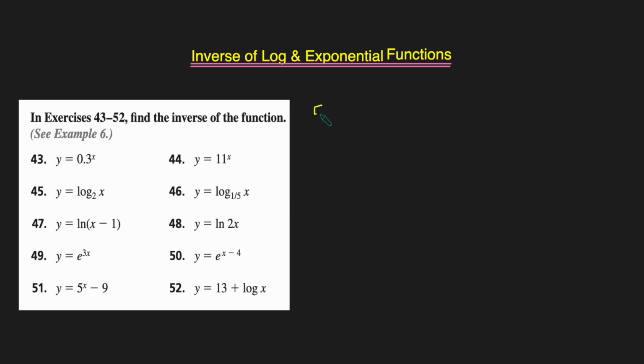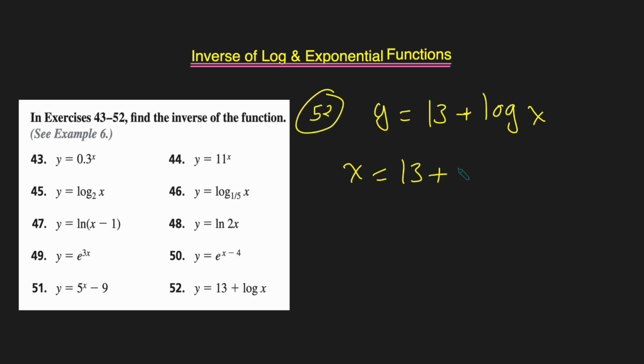Problem number 52. I have y equals 13 plus log x. This is a common log, so the base is 10. Whenever I have a log or an exponent and I have a number next to it, I need to isolate it so I can take the inverse. So the first thing I need to do is to switch the x and the y. So now I have x equals 13 plus log base 10 of y.